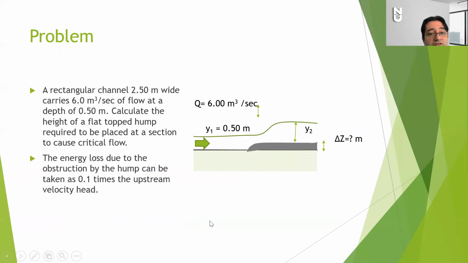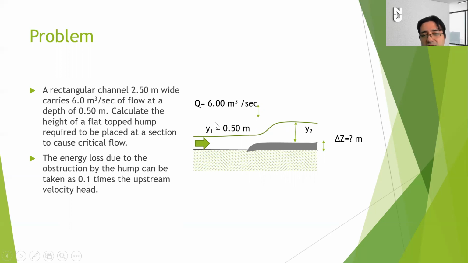But there is one more piece of additional information here. It says that there is energy loss. Of course, there are energy losses everywhere, in every kind of flow, and now we are going to consider it. It simply says that the energy loss created by the hump is 0.1 times, meaning 10% of, the upstream velocity head. So you are going to calculate the velocity head here.